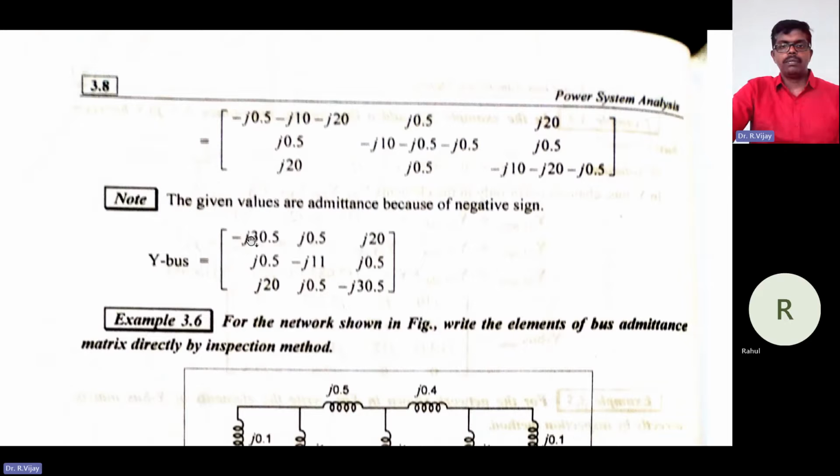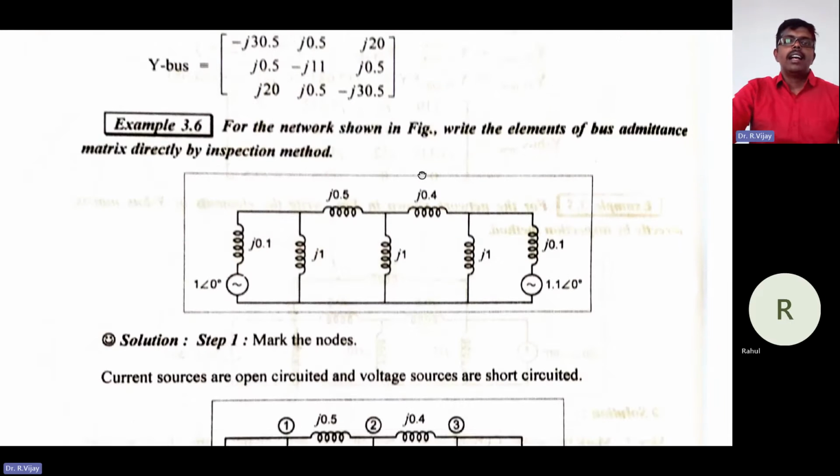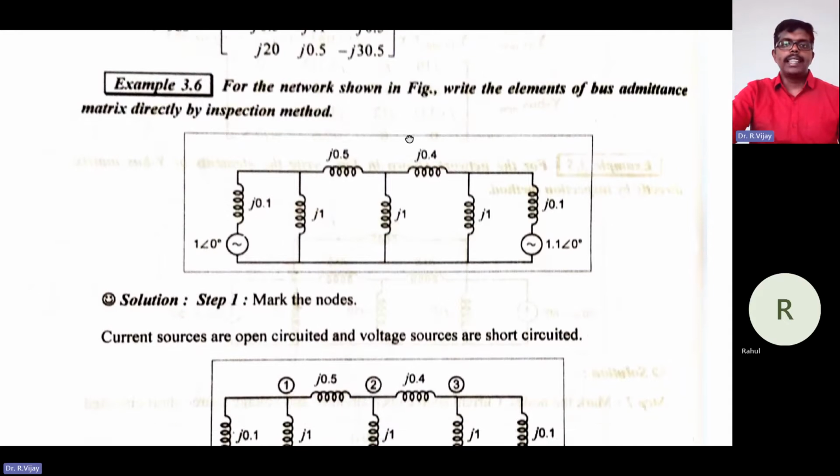Okay, that is minus j into 30.5, j into 0.5, j into 20, j into 0.5, j into 11, j into 0.5, j into 20, j into 0.5, minus j into 30.5. Okay, it's a very simple problem, a 5-mark question for undergraduate level. For postgraduate level, sometimes it is a 2-mark question. Very simple problem. Next problem. We will move on to the next problem.